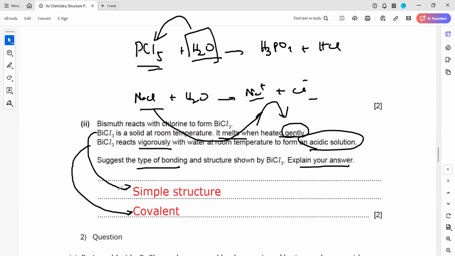It is a simple structure. If it was a giant structure, then it should melt at a very high temperature. So a substance being solid at room temperature does not mean it has a giant structure. For example, sulfur is solid at room temperature, but it can easily melt if we supply energy. Is it clear?